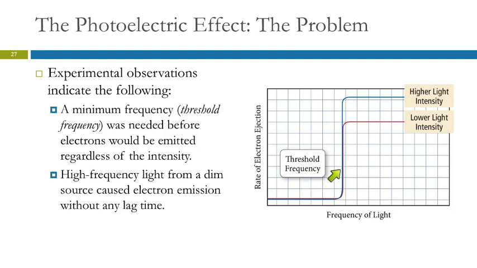But there's this magic frequency. Lower than that frequency, no electrons are ejected. Above that, lots and lots. So that's called a threshold frequency. And there was no lag time. With higher frequency light, you hit the metal with it and electrons are ejected immediately. With low frequency, it doesn't matter how long, nothing comes. So this didn't work with the wave theory of light.